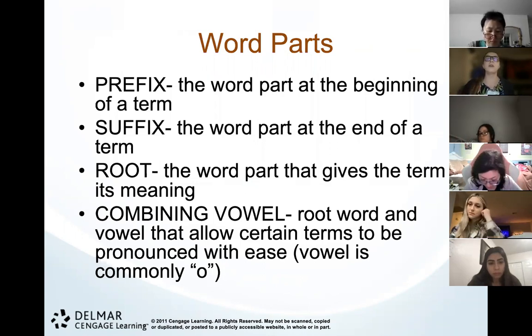Now know that not all words are going to have prefixes and suffixes. Sometimes they just have one or the other, but they're always going to have a root word because they're talking about the portion of the body or what they're doing. Some words will also have a combining vowel, and this is a root word and a vowel that allow certain terms to be pronounced with ease. It's really just for pronunciation purposes. So sometimes we'll see extra vowels being added in, like O's, just in order to pronounce it a little bit better.